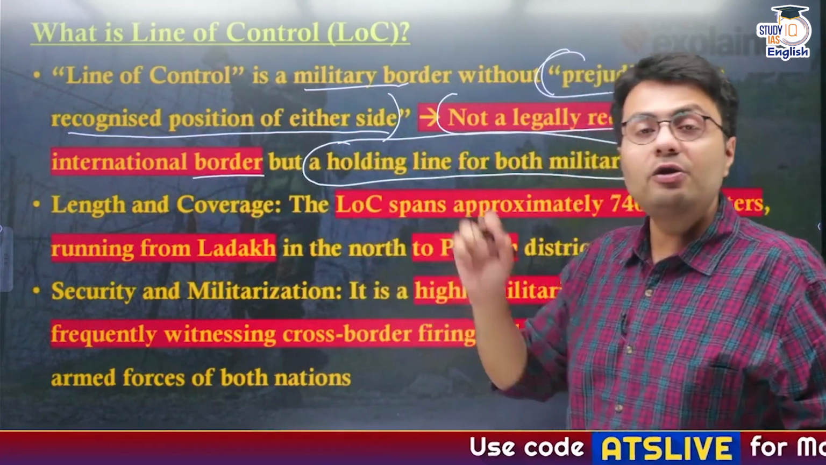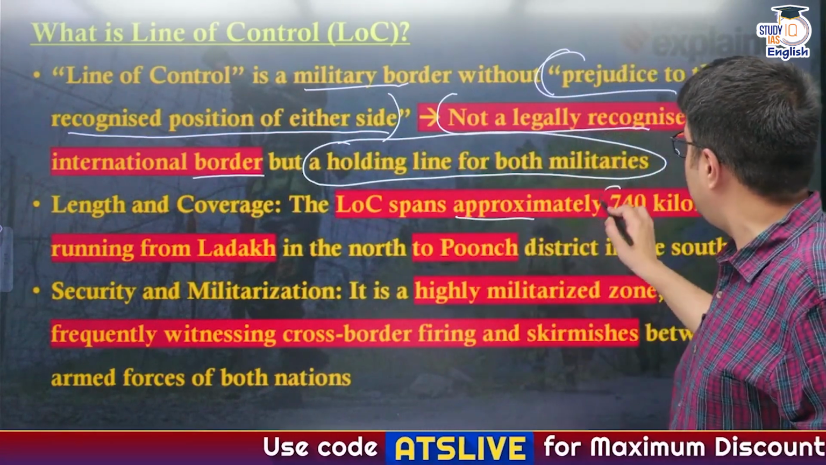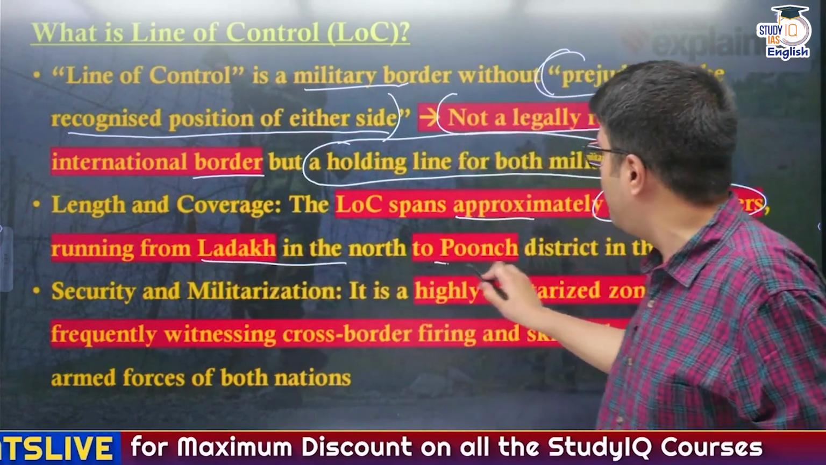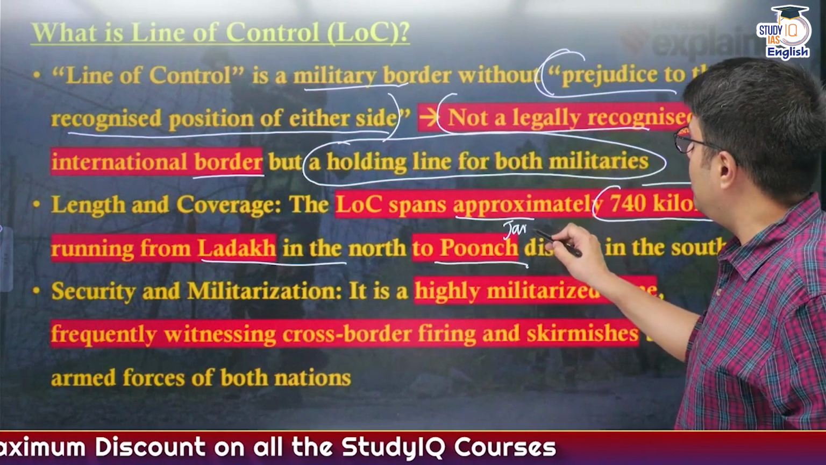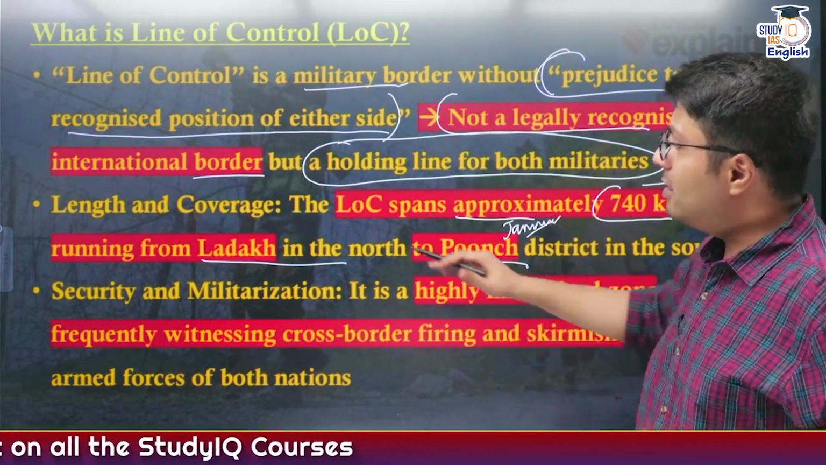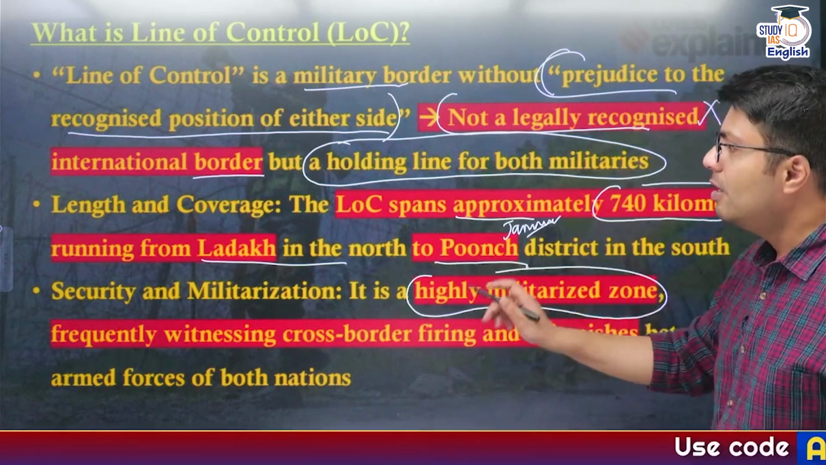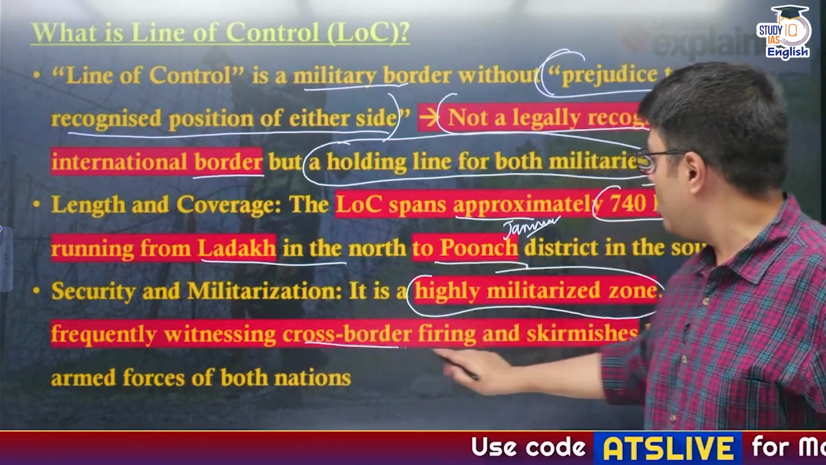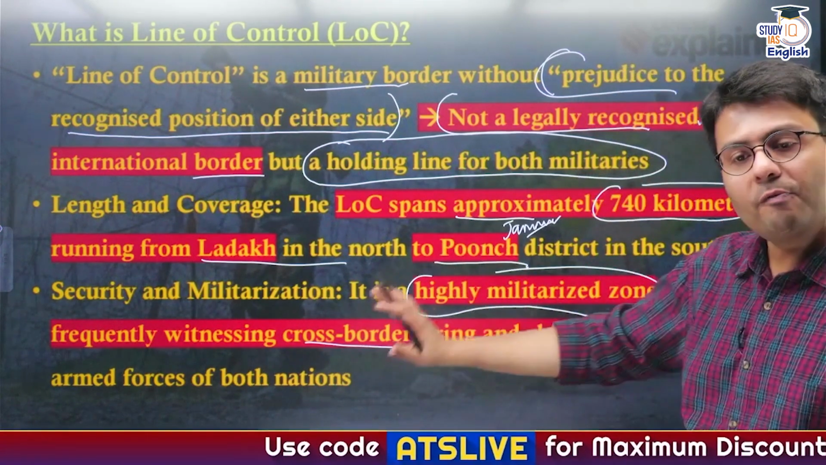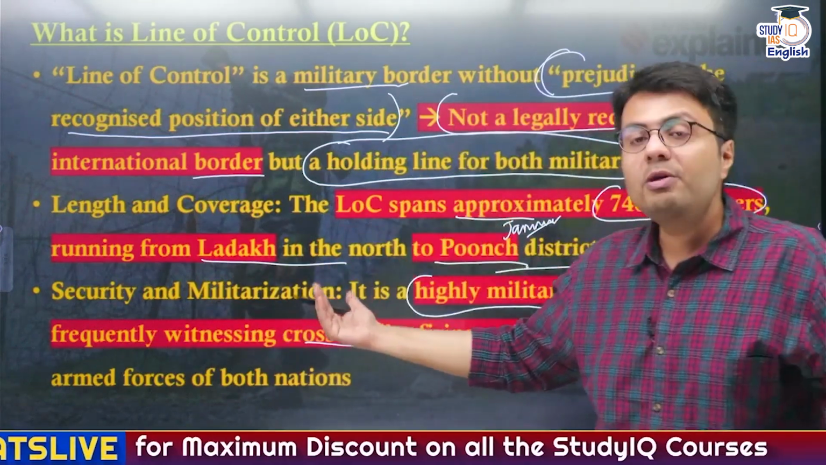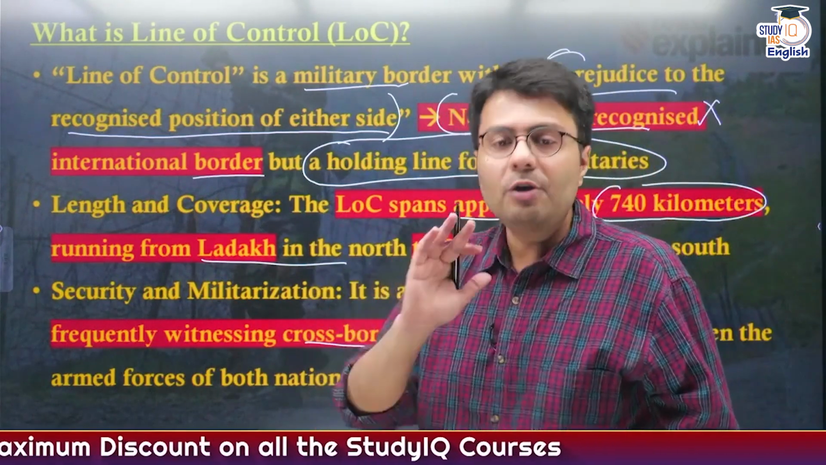And the length and coverage of LoC is that it spans approximately 740 kilometers, stretching from Ladakh in the north to Poonch in the Jammu region in the south, right? And the security and militarization of this boundary: it is a highly militarized zone which frequently witnesses cross-border firing and skirmishes between the armed forces of these two nations. Why this militarization and frequent skirmishes and cross-border firings happen, I'll tell you in today's discussion.